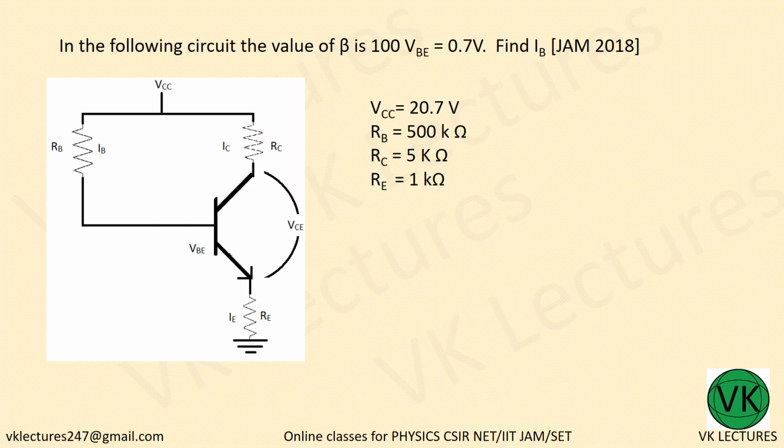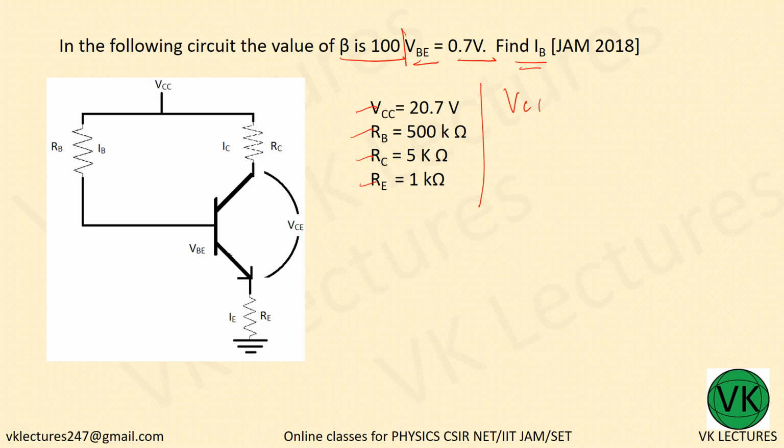So what is the question? VBE is 0.7 volt, as you know. Beta is equal to 100. Now you are asked to find out IB, with VCC given, RB given, RC, RE. Now apply input KVL. You are asked to find out IB, so you can use the input side.